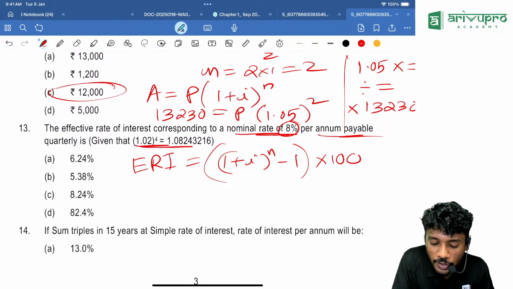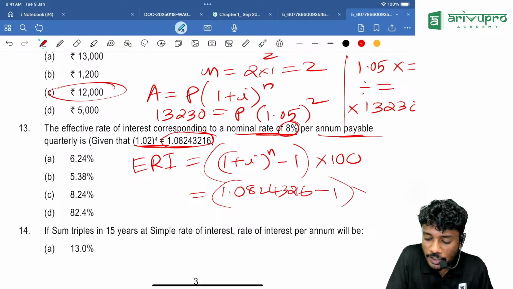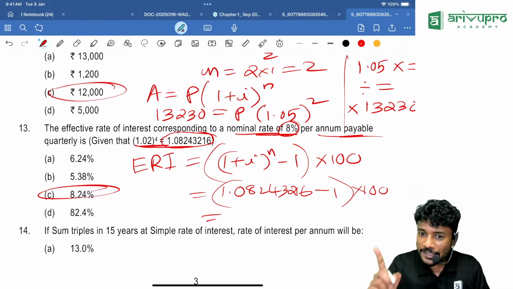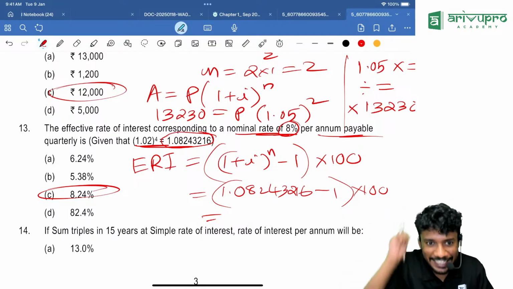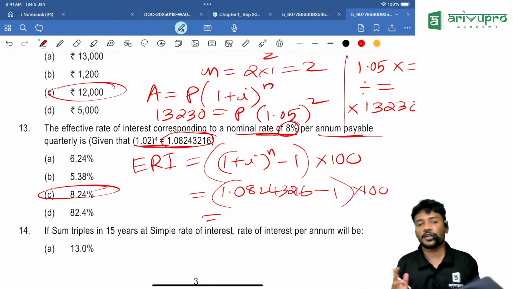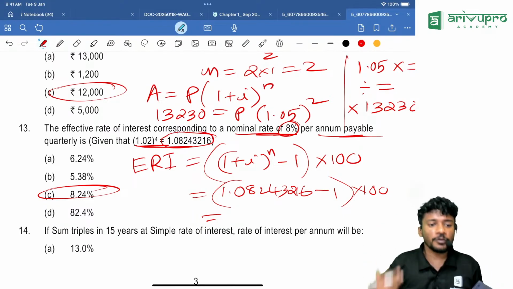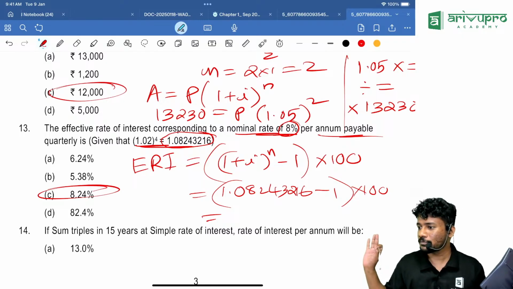One more thing. Look here. Everything is given. That means 1.08243216 minus 1 into 100 is our answer. That is how much? 8.24%. Previous year question, previous MTP question, previous RTP question, and current MTP question. It is repeated again. So you solve questions continuously. You will pass no matter what.